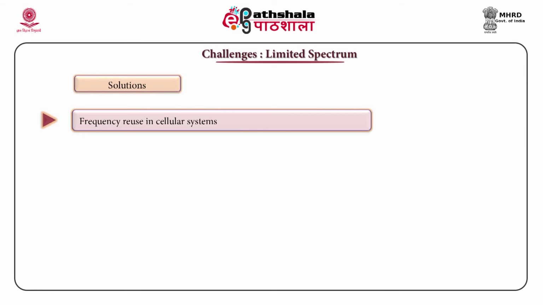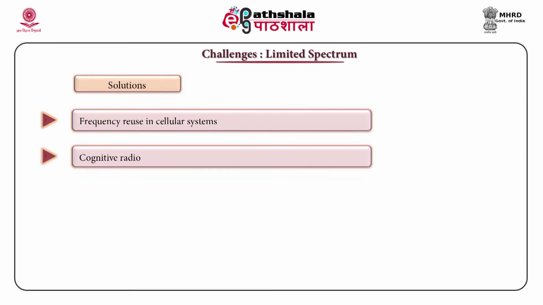So, a cell which is at a geographical distance can reuse the frequency. Frequency reuse is supported by assigning the same frequencies to those cells which are geographically distant from each other. They are also known as radio isolated cells.